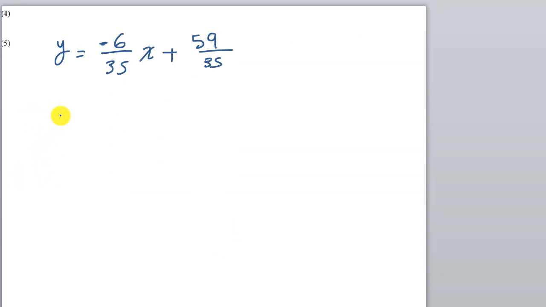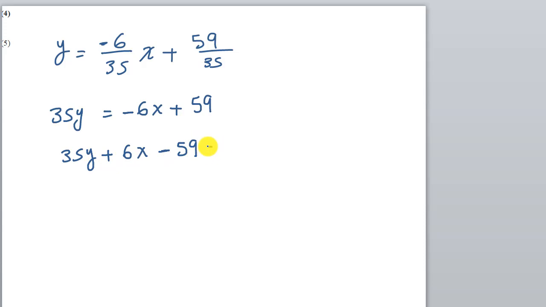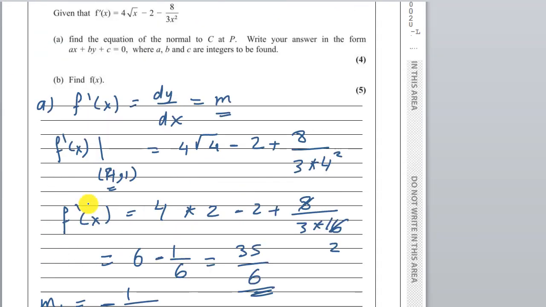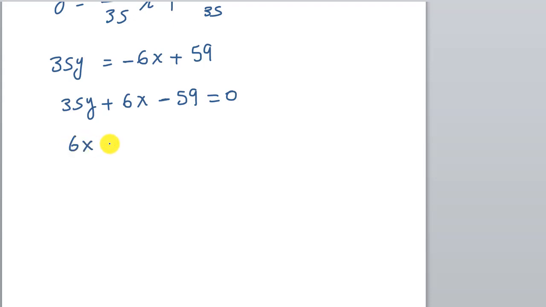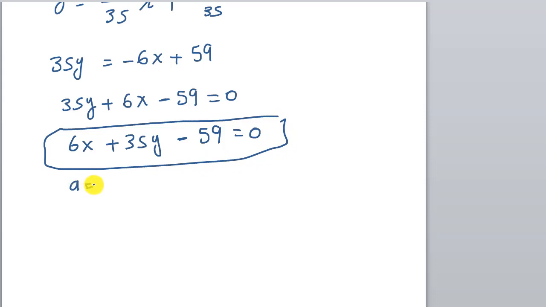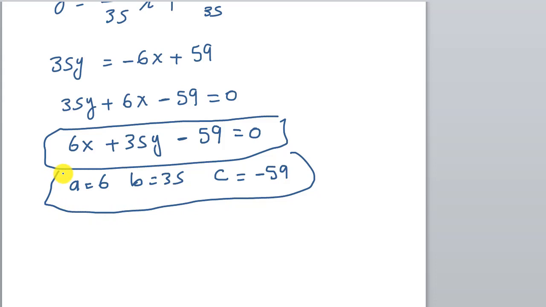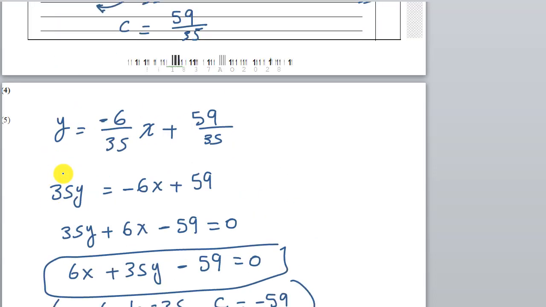Let us multiply by 35. So 35y equal to minus 6x plus 59. So 35y plus 6x minus 59 equal to 0. So we need the equation in the form with x at the start, ax plus by plus c. So 6x plus 35y minus 59 equal to 0. And this is the equation, where a equal to 6, b equal to 35, c equal to minus 59. Okay, this is the first part of the question. Let us go ahead to the second part.